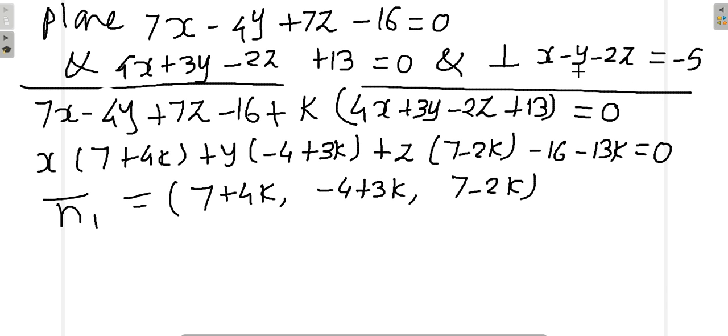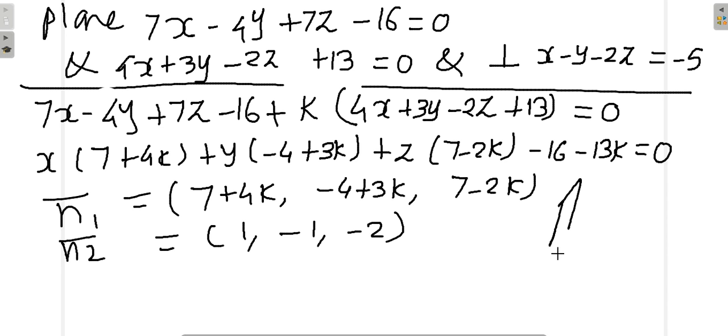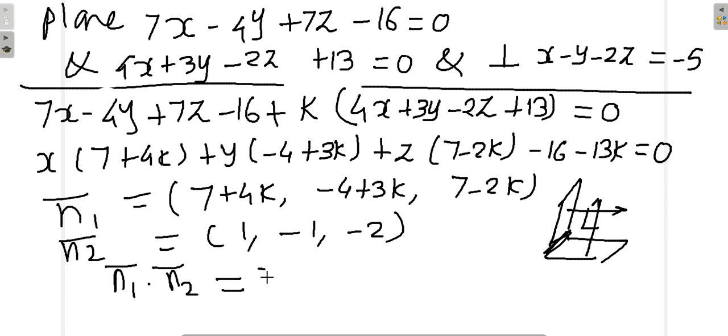Look at the other plane. What are the directions of normal to this plane? If two planes are perpendicular, then the normals also will be perpendicular. It's obvious. If two planes are at right angles, suppose this is one plane and this is second plane. This is normal to the first plane, normal to the second plane. If these two planes are at right angles, then their normals also will be at right angles. So what all we are going to do is the dot product of n1 and n2 is going to be 0, and that gives me the value of k.